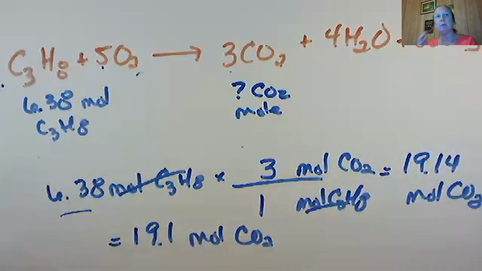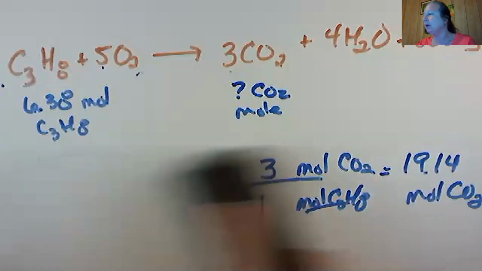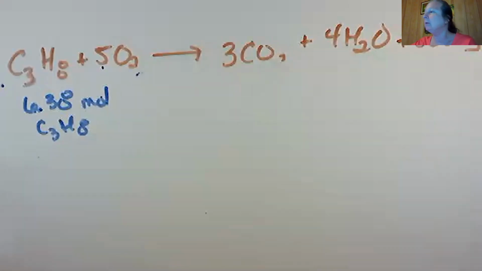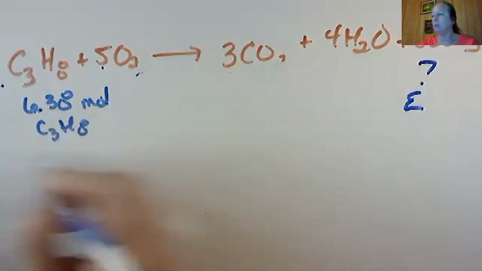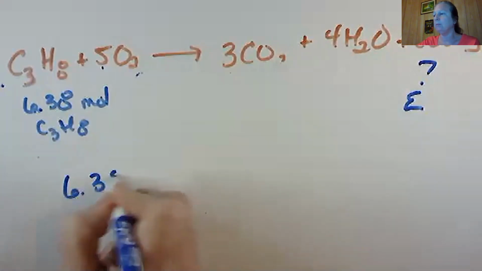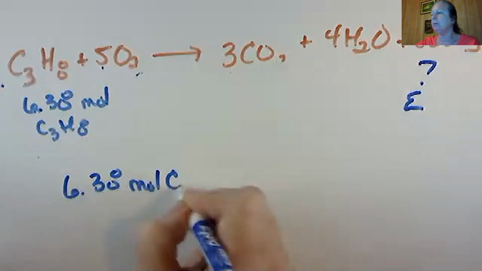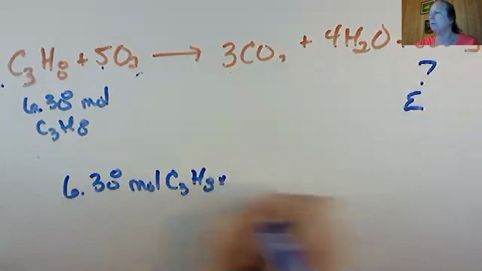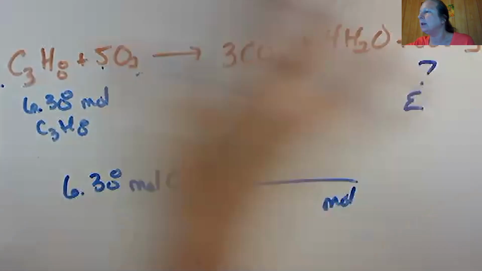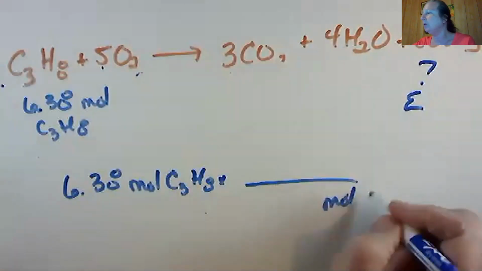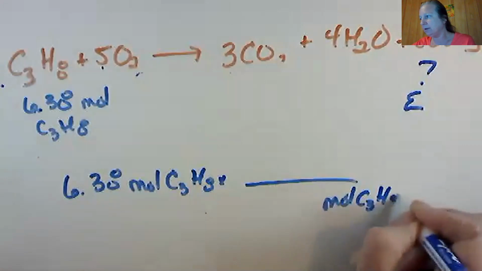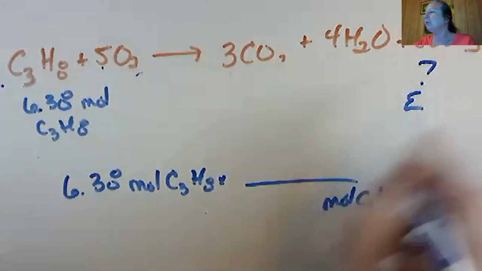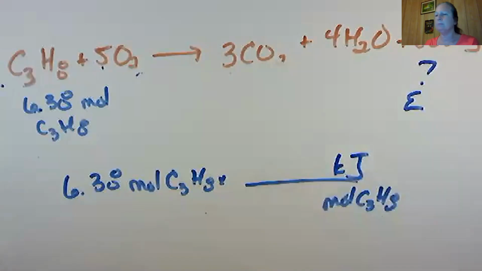Okay, that's pretty easy. Now it's asking how much energy is produced. It's just as easy. It is literally just as easy as these others. We're sticking with the same amount that we started with, so the 6.38 moles of propane. You still put the moles of propane. This is the relationship. We're using this reaction equation, so it's the molar relationship in here. It's just that for energy, we put kilojoules because that's our energy unit.